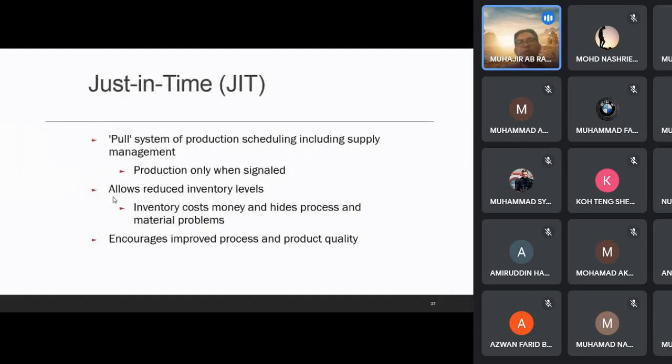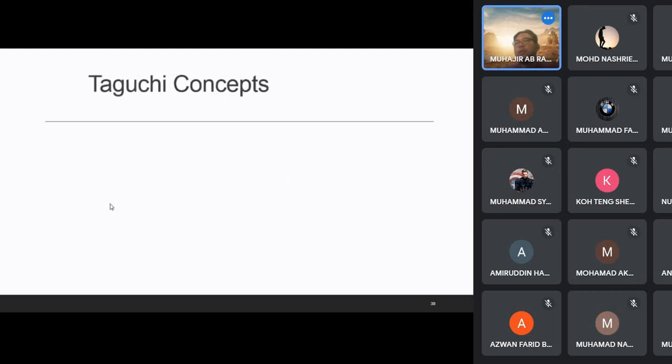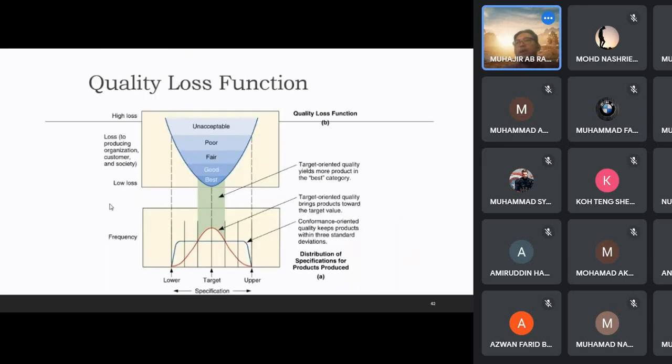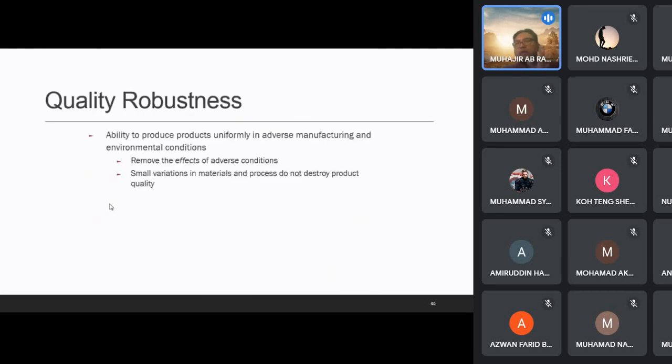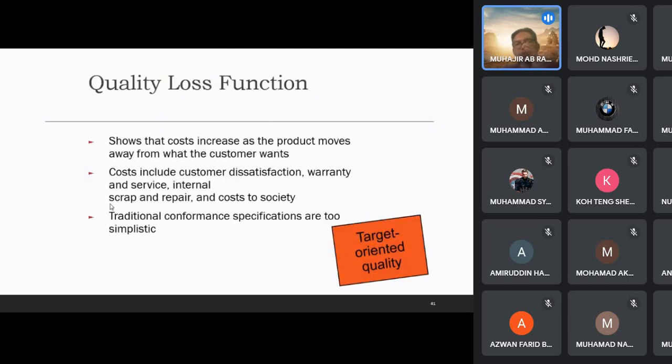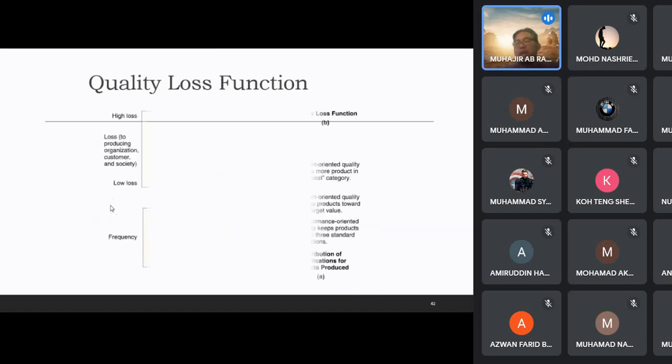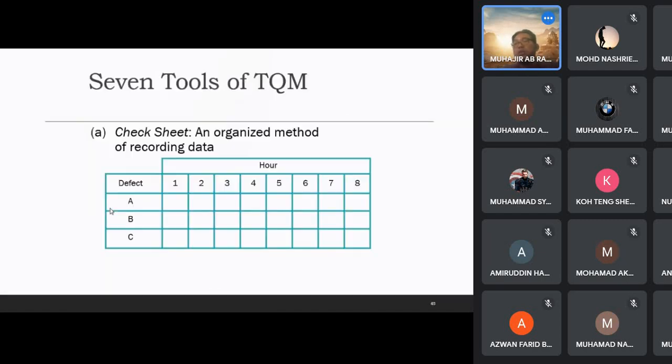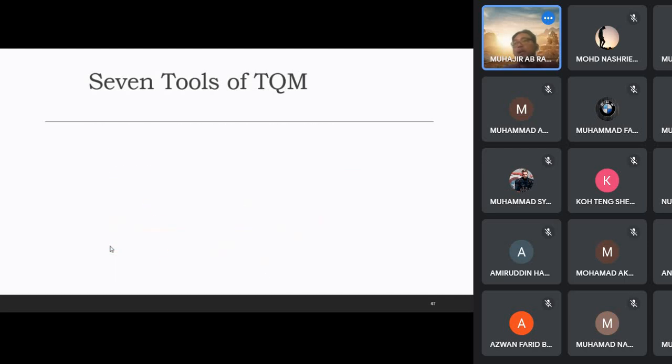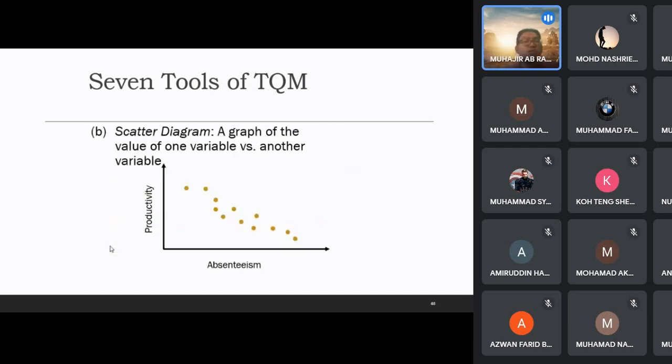Continuous improvement, a little bit later on you will learn in more detail. It's just a brief introduction. We will learn more detail later on in JIT, lean manufacturing, and so on, and also about the SPC. For this class, we just give you some overview so that you're familiar with these terminologies. You know about Kaizen, JIT, Taguchi, TQM, SPC, and lastly the tools of TQM.